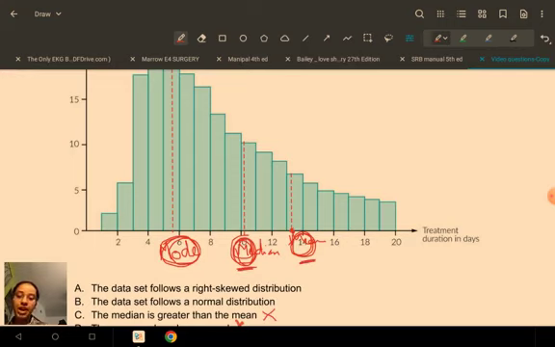The data set follows a normal distribution. It clearly does not follow a normal distribution. The data set follows a right skewed distribution. Yes, the data set does follow a right skewed distribution because we have a long tail, just like we discussed. Wherever the tail goes, in that direction the data is skewed. So the tail here is on the right side. So it is a right skewed distribution.